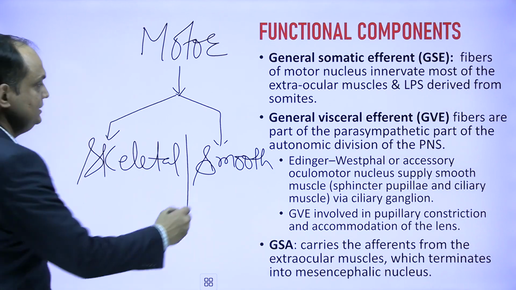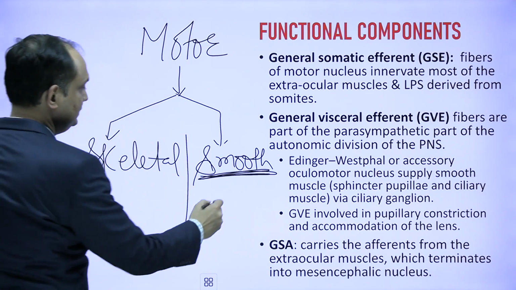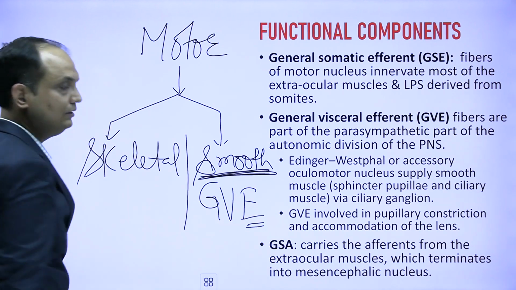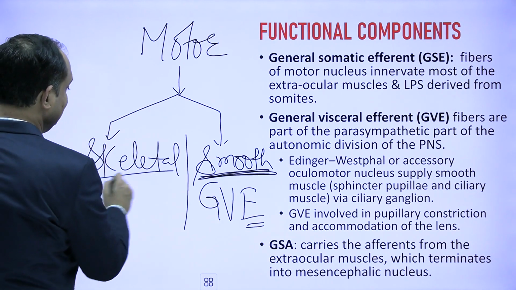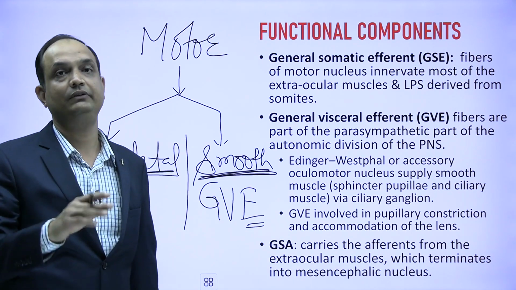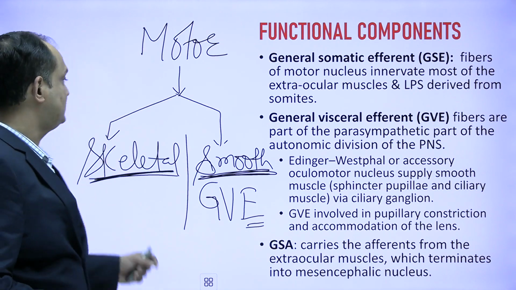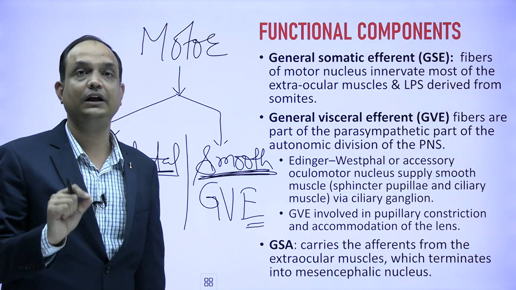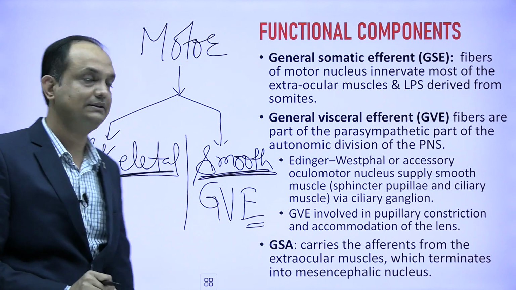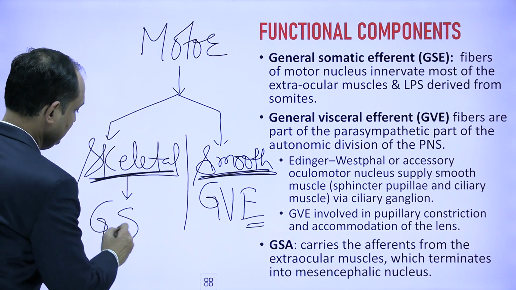Now you know that smooth muscles, if supplied by any cranial nerve, become the general visceral efferent component. Efferent, why? Because these are motor. And the skeletal muscles, if they arise from the branchial arches, then it will become the special branchiomotor component. But you know that extraocular muscles do not take origin from any pharyngeal arch. They arise from the somites, and that's why this function becomes general somatic efferent.